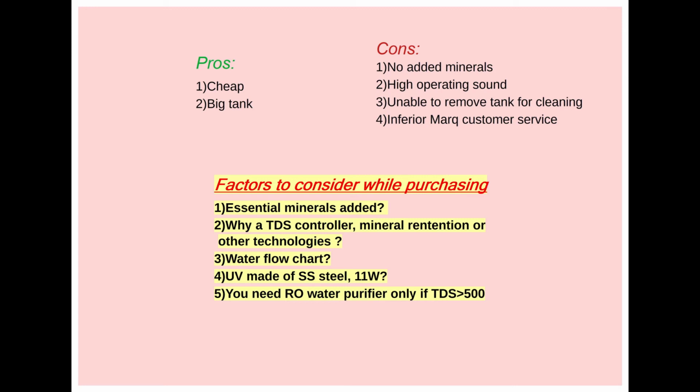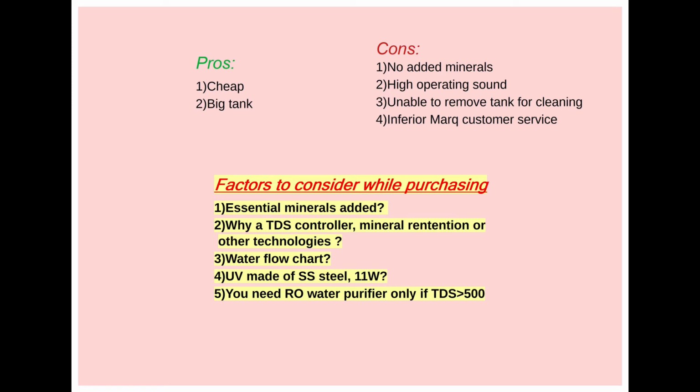Next, you need to know the water flow chart, how the water flows in the system. Then you know the whole process of the water purifier. One more thing is the UV lamp. Generally there are two kinds of UV lamp, 4 watts and 11 watts. 11 watts is more powerful and kills most of the bacteria, and it's better, I think.